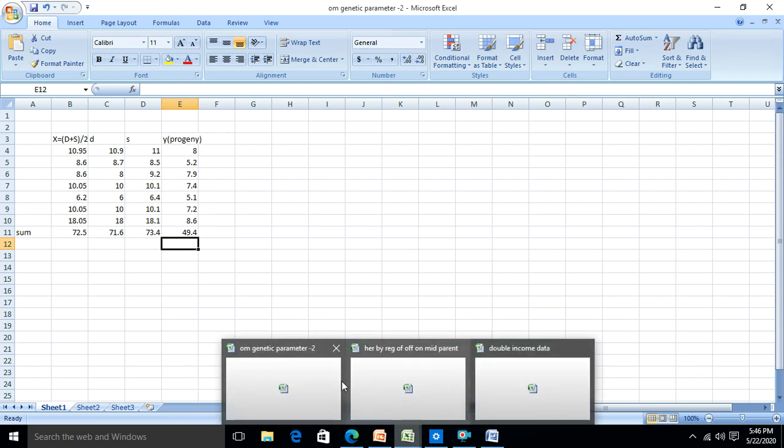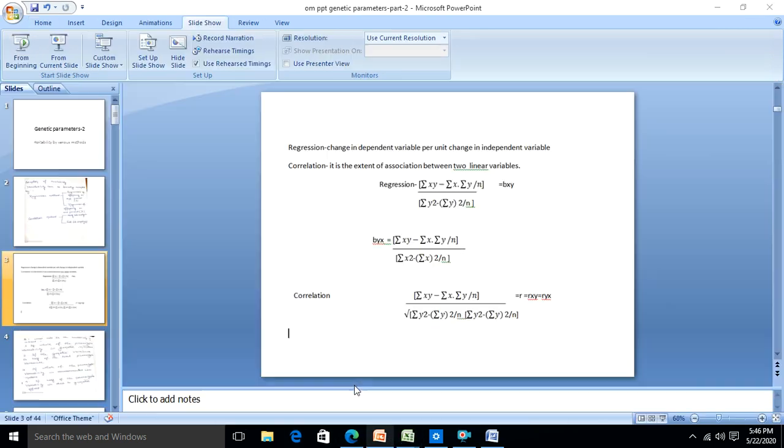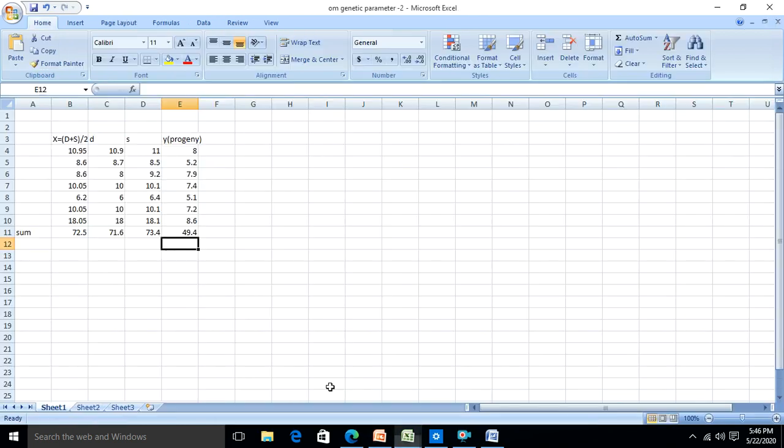And as you can see, the formula is byx equal to summation xy minus summation x into summation y upon n, whole upon summation x square minus summation x whole square upon n. So you need these values: summation xy, summation x square, summation x, summation y. Let us try to find these values. You already have x. This is summation x, so this is summation d, this is summation s, and this is summation y. Now you need summation xy.